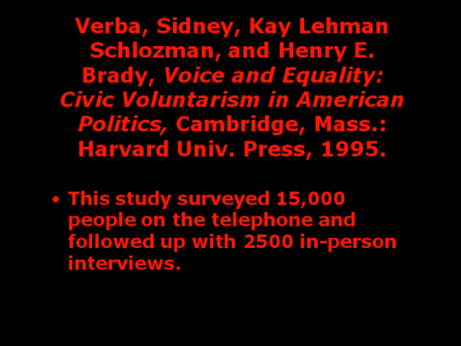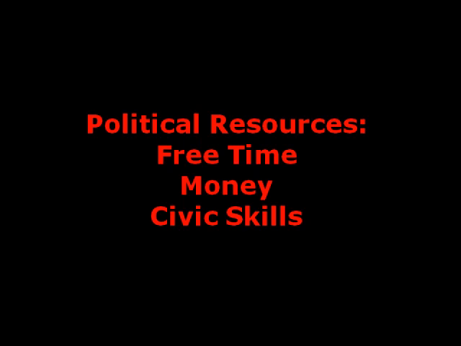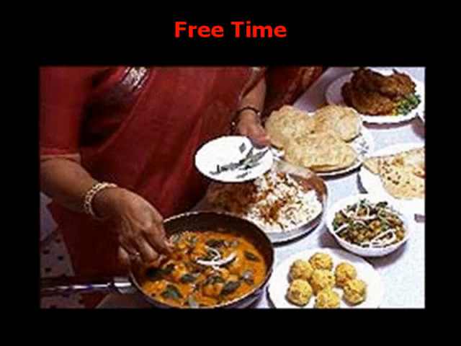So this is the resource model, and what the researchers found was that there were 3 critical things: free time, money, and civic skills. And if you had more of these, you participated, and if you had fewer of them, you didn't. It was as easy as that. So let's talk about these resources. First is free time. Let me give you an example.